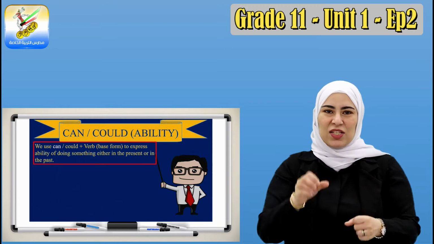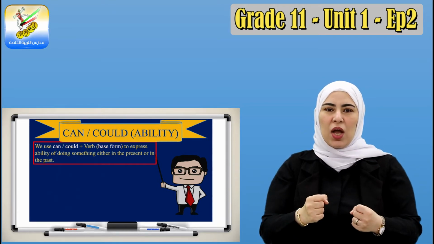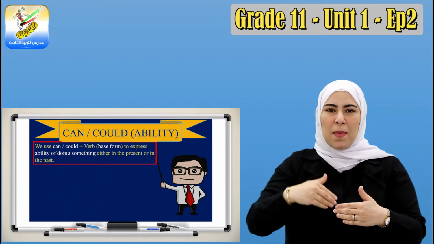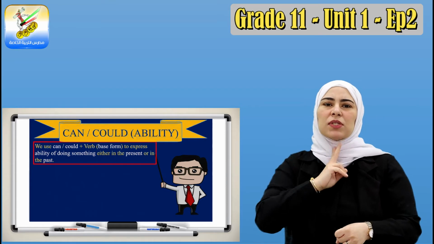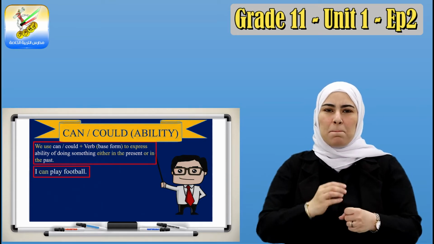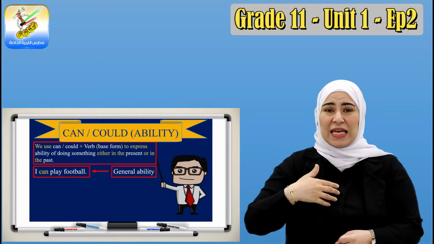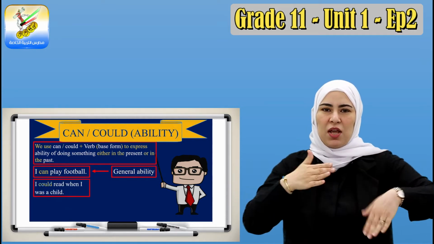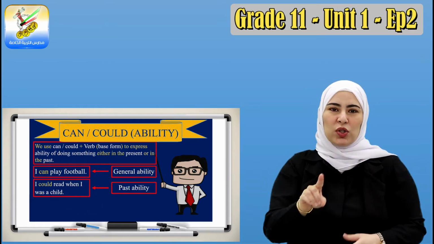We use can or could plus the verb in its base form to express ability of doing something either in the present or in the past. Here's an example. I can play football. This is a general ability. Another example. I could read when I was a child. This is a past ability.